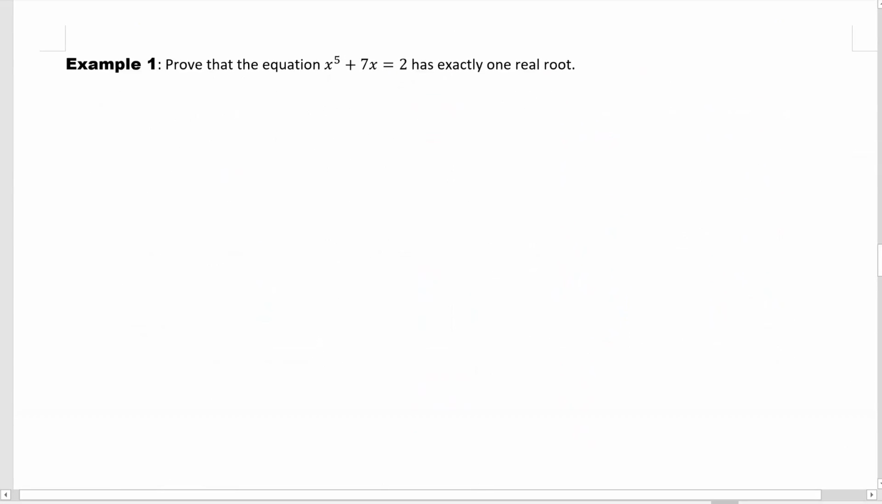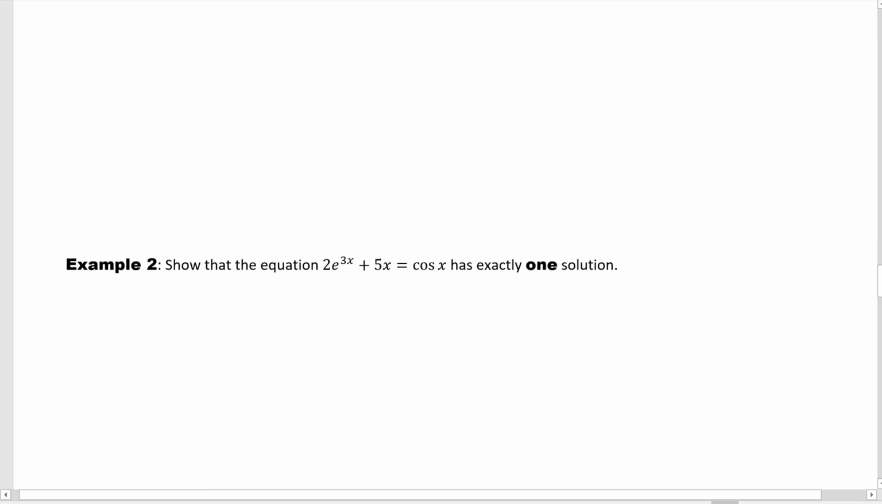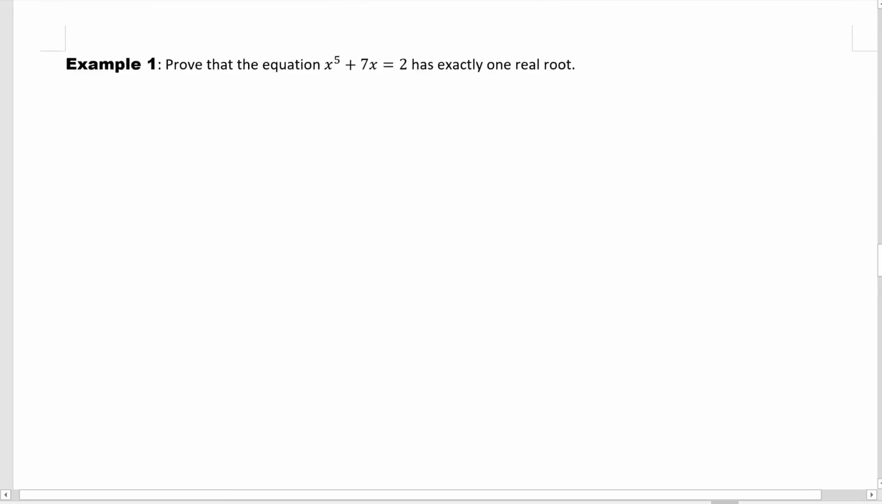Let's work on example 1. Prove that an equation has exactly one real root. Okay, so how do we do it? Exactly one real root. It means we can separate into two steps. We can prove it has at least one real root, and we can also show it has at most one real root. Then when we combine together, we get exactly one real root.